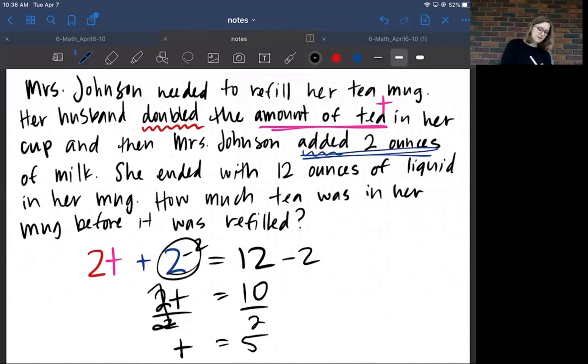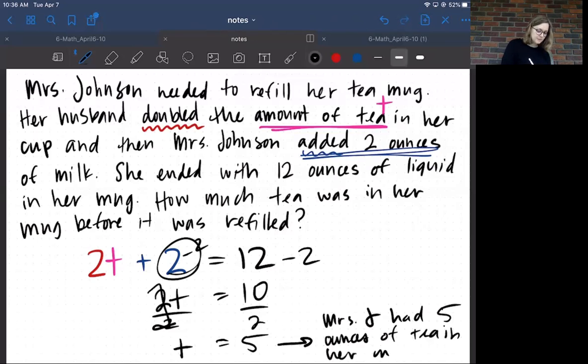But what this really means is, how much tea was in her mug before it was refilled? Mrs. Johnson had 5 ounces of tea in her mug. Okay, so that is what is happening.